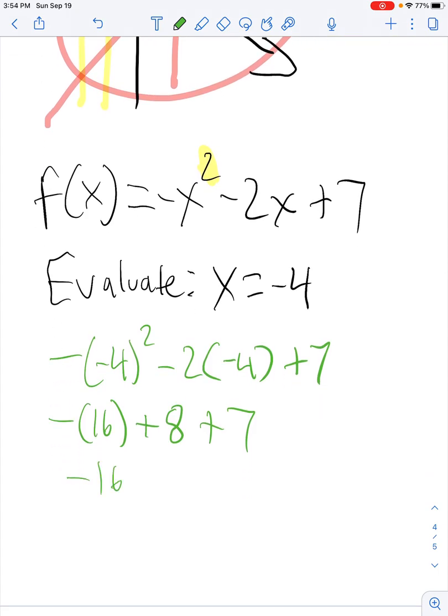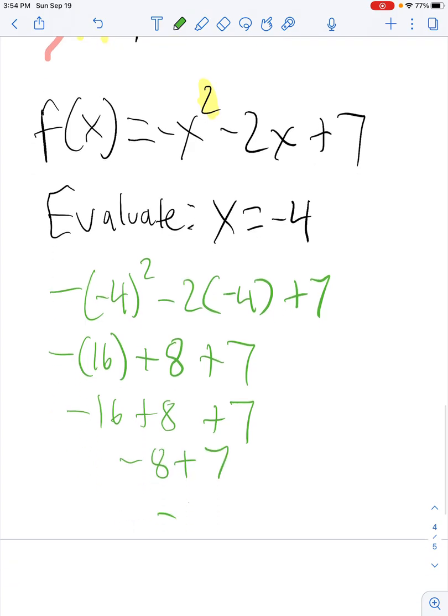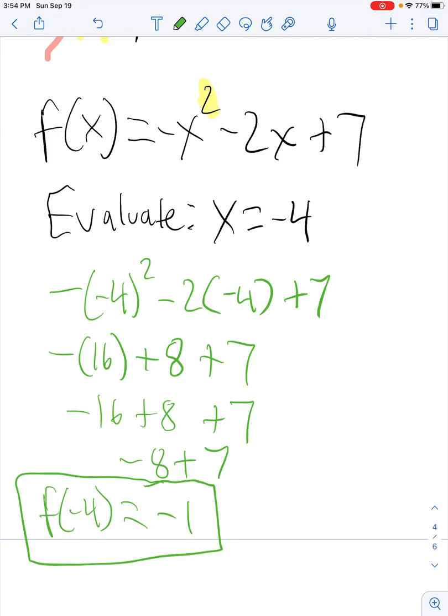So now I'm going to finish: -16 plus 8 plus 7. -16 plus 8 is -8, plus 7 equals -1. So this function at f of -4 equals -1. I input -4, I output -1. And again, you could graph it, you could create a table, you could plug in different values, you could plug in -3, you could plug in 0. It's totally possible to graph or to find different solutions.